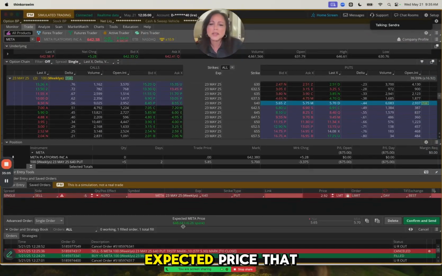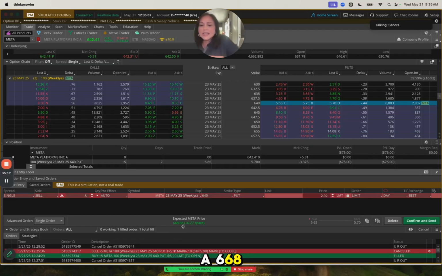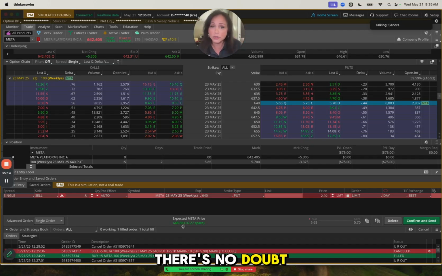Look at the expected price that the platform's giving me. It's giving me a 668. Now, that is going to fluctuate, there's no doubt in my mind. However, if you already have a position in right now, could you then go over here?